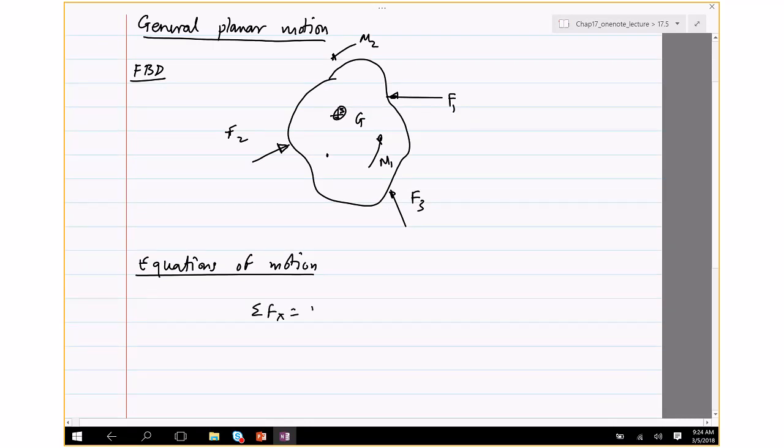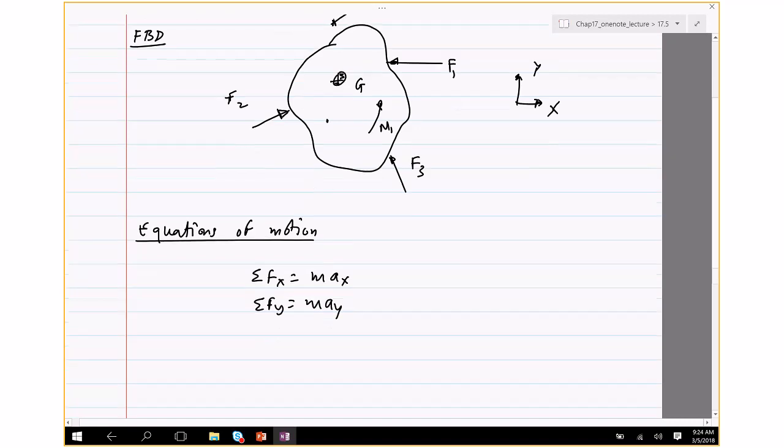Okay, Fx is mass times acceleration in the x direction. Fy is mass times acceleration in the y direction, and moment about G is I_G alpha. So you see that the formula here, which I've written down, is identical to the formula which I wrote down for a fixed rotation case. Okay, it's identical.